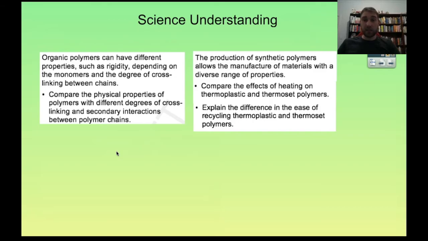So, we're going to look at how organic polymers can have different properties depending on the monomers and the degree of cross-linking between chains. Compare physical properties of polymers with different degrees of cross-linking and secondary interactions between polymer chains. Production of synthetic polymers allows the manufacture of materials with a diverse range of properties. Compare the effects of heating on thermoplastic and thermoset polymers. Explain the difference in the ease of recycling of thermoplastic and thermoset polymers.